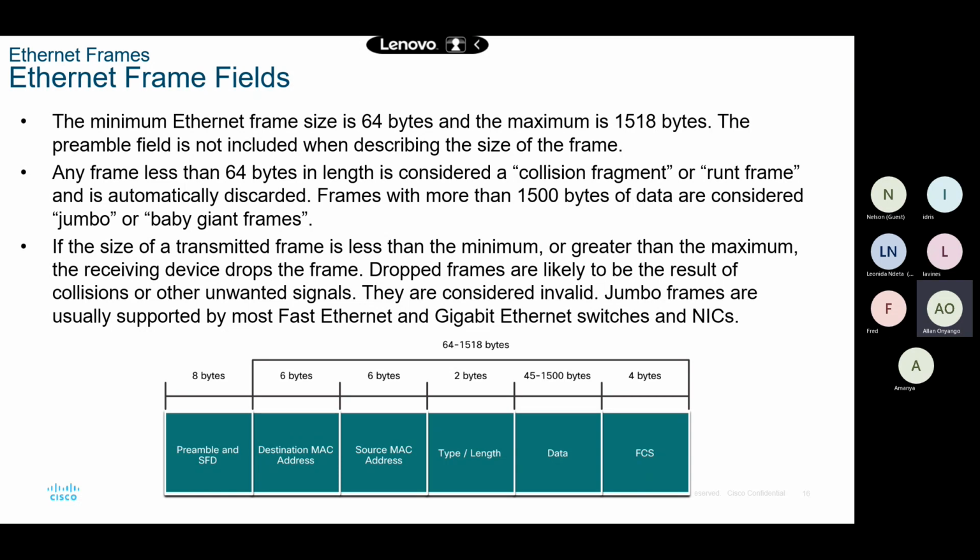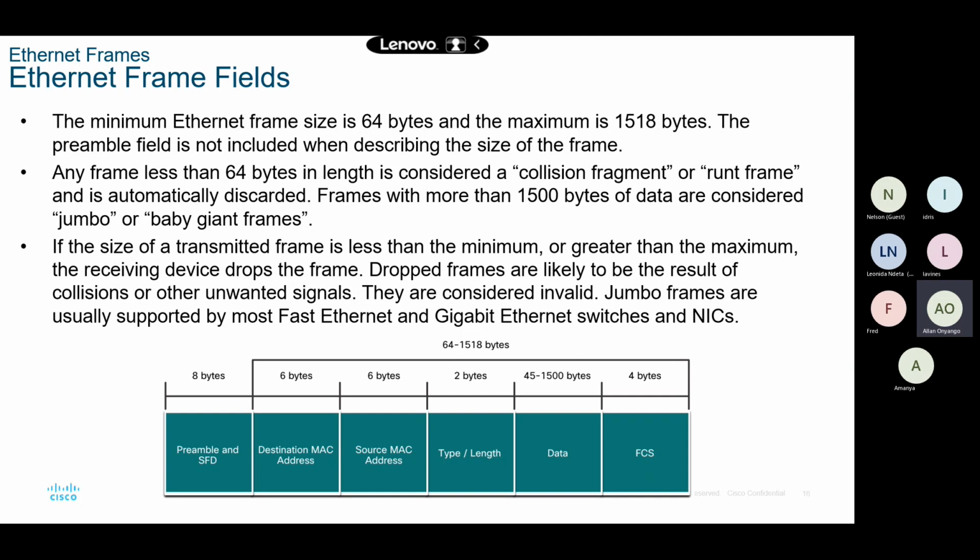But what you need to know is that any frame that is less than the minimum, less than 64 bytes, has a name: it's called a runt frame. Anything less than the minimum will be dropped by the network device or the switch. So a frame should never be less than 64 bytes, because if it is, we call it a runt frame or a collision fragment frame.